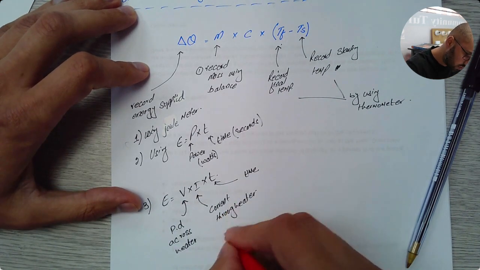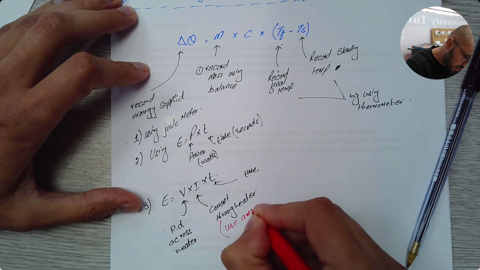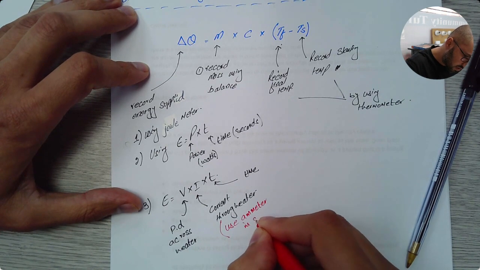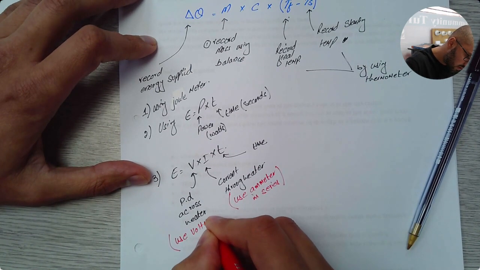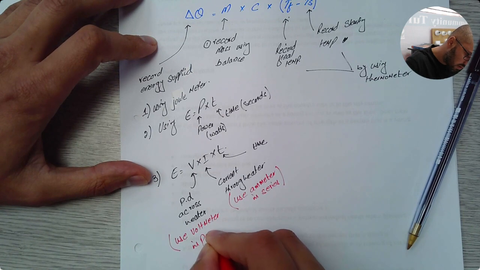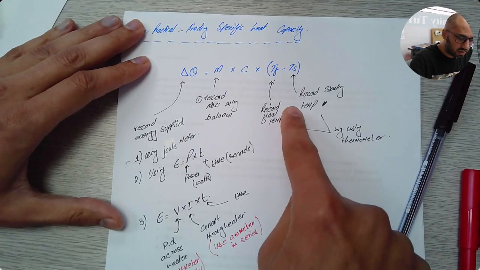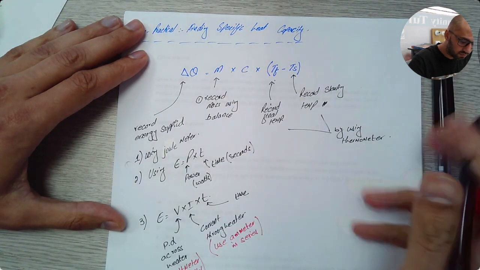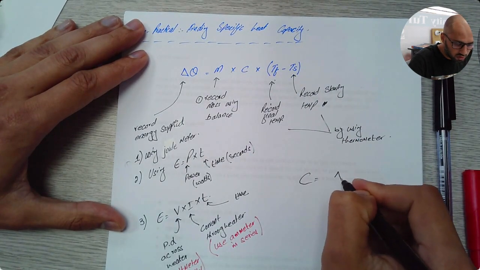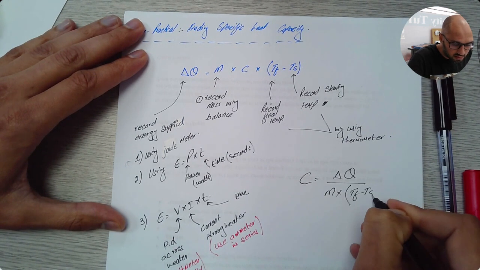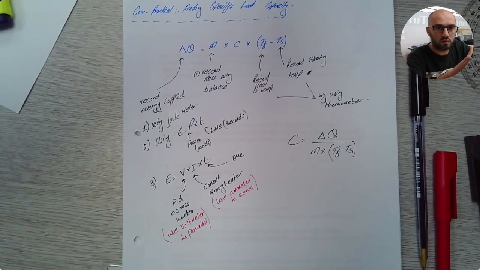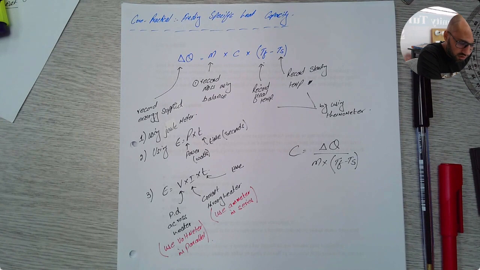So here you can say use ammeter in series. Here I'll say use voltmeter in parallel. And finally, if you rearrange this equation, you can say C will be equal to energy supplied over M times T final take away T start, and that would be the standard structured answer for a question where it will ask you to find the specific heat capacity of a given object.